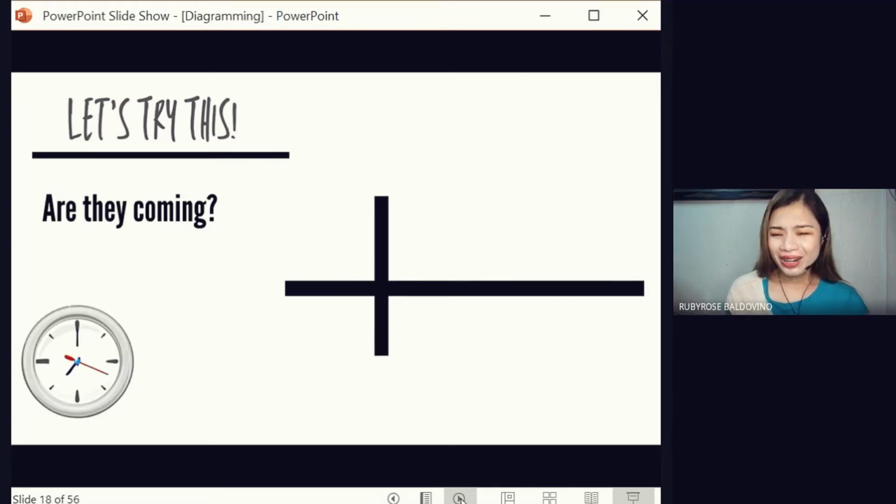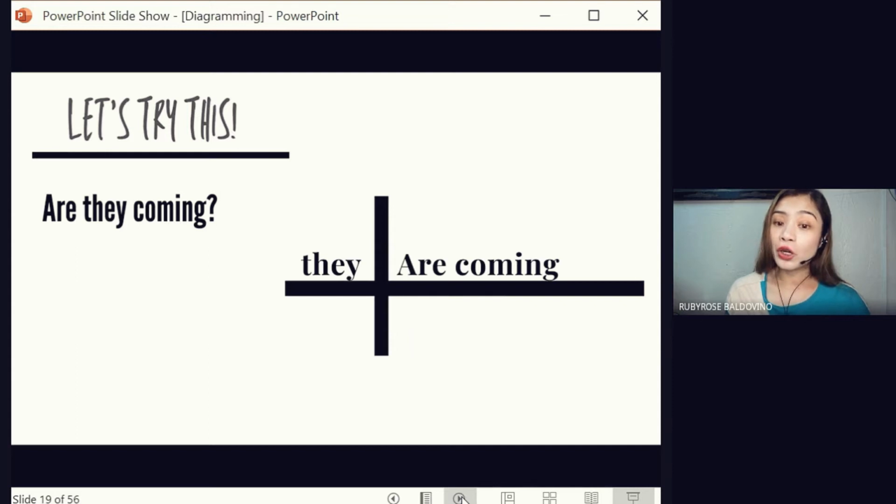Another one. Are they coming? How will you diagram this question? 5 seconds. So, which is the subject? Our subject in the sentence is they, and our verb is are coming. So that's how our diagram will look.